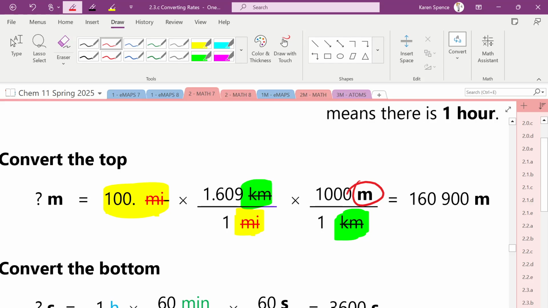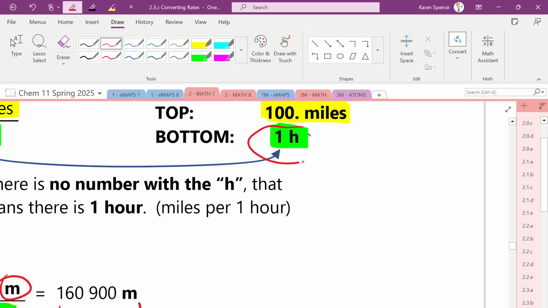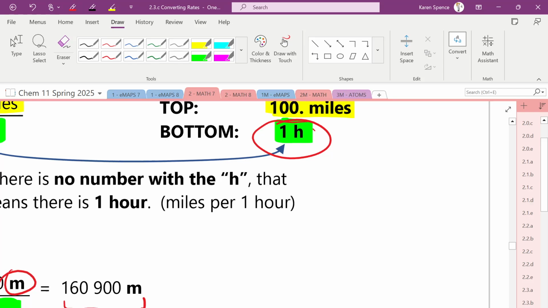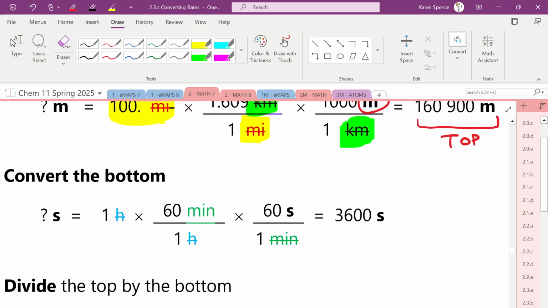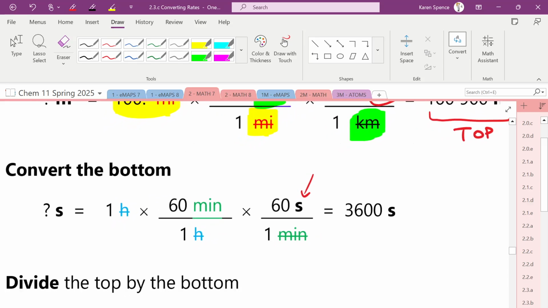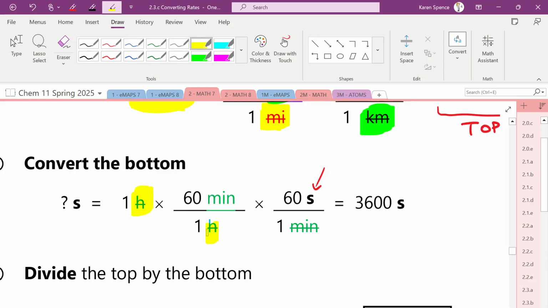Is that good? Okay, keep your whole number here. That's now your top. Convert the bottom. Remember what was on the bottom? 1 hour. And that's an exact number. So we're going to take 1 hour. We want to convert it into seconds. So we take 1 hour and we convert it into minutes. Then we cancel the minutes, and we find the seconds. So now this here is the bottom.